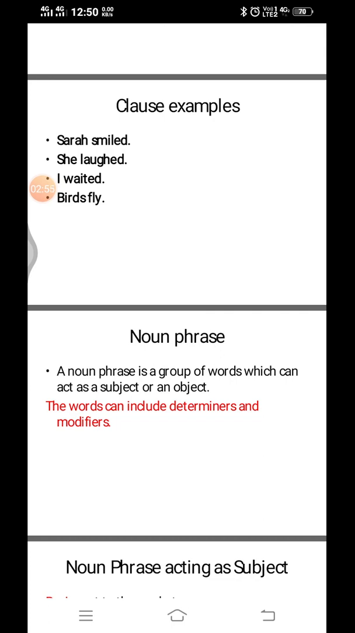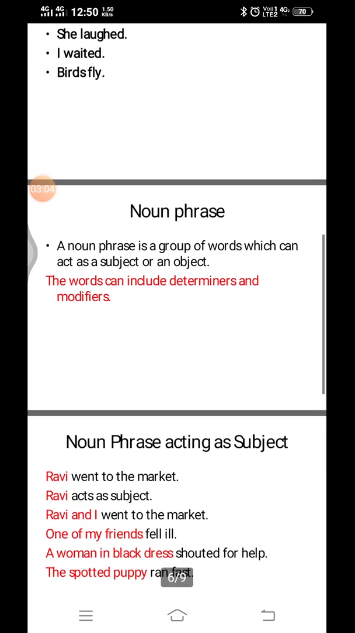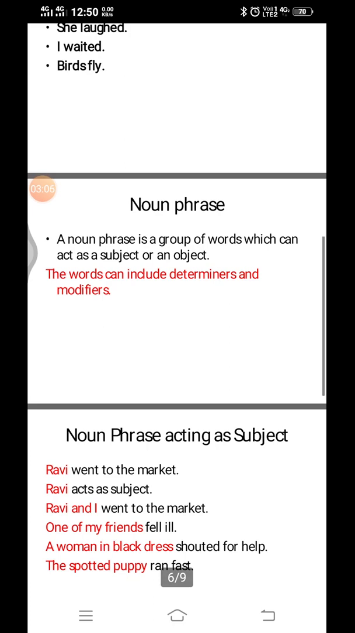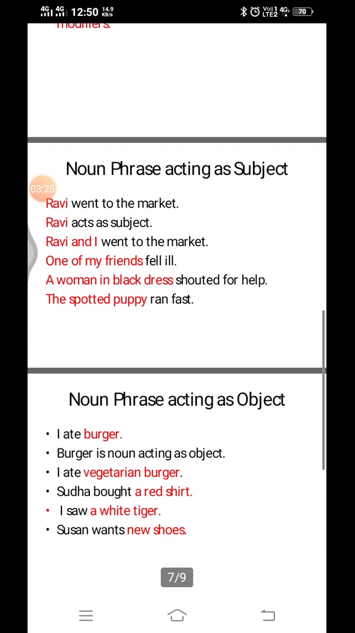Now, moving on to the different types of phrases, I have just taken a few of them. Noun phrase. Now, a noun phrase is a group of words which can act as a subject or an object. It can include determiners and modifiers. Sometimes the students are not very clear about how to take out a subject. I'm moving on to that also. Noun phrase acting as subject.